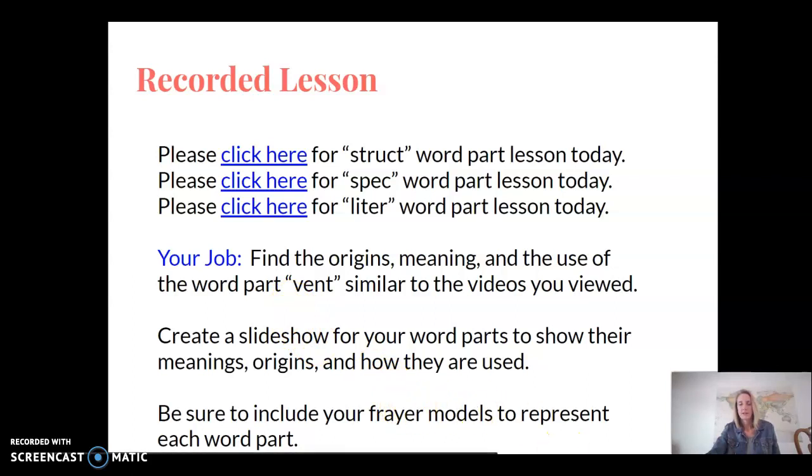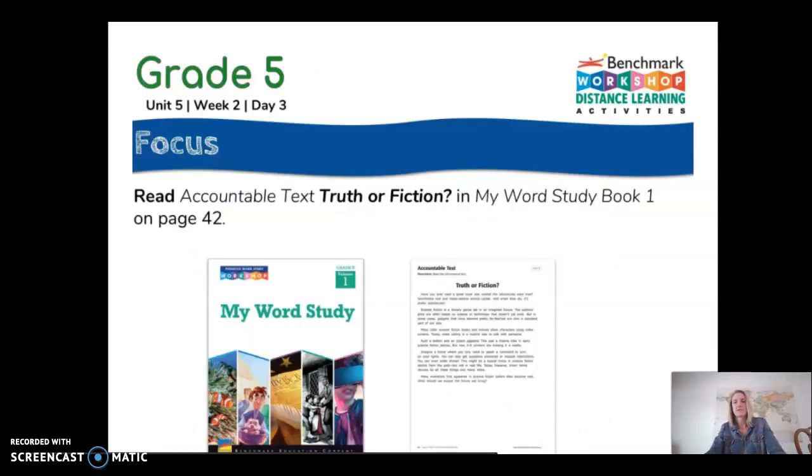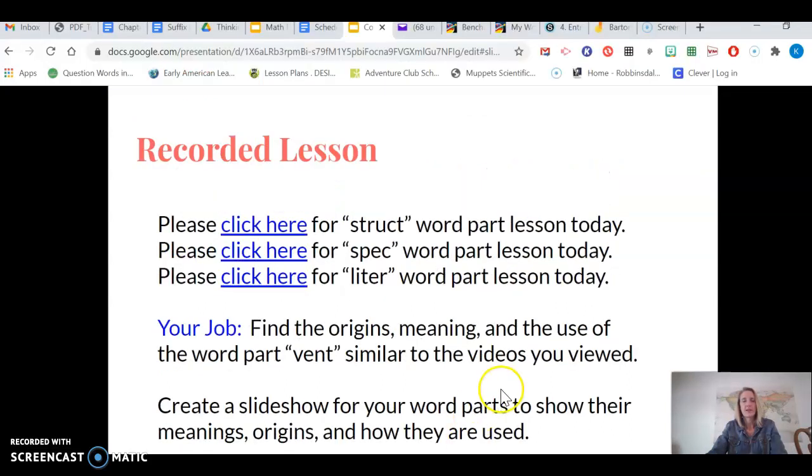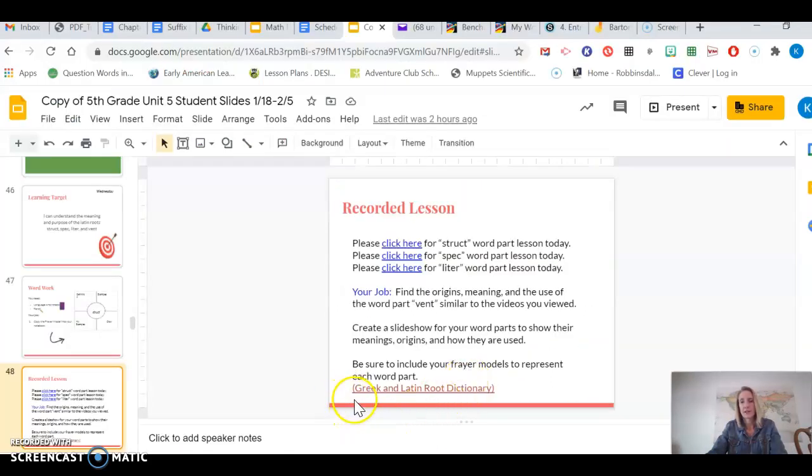All right, and then, whoops, I don't think you can see this here. I'm going to exit out quickly, but I did attach a Greek and Latin root dictionary at the bottom here, which will be a great place for you to start in trying to understand vent. All right, 5th graders, get to work, and we will see you again next time.